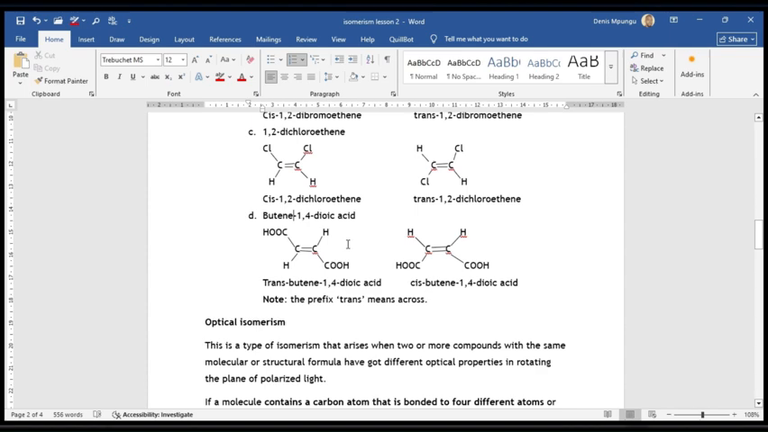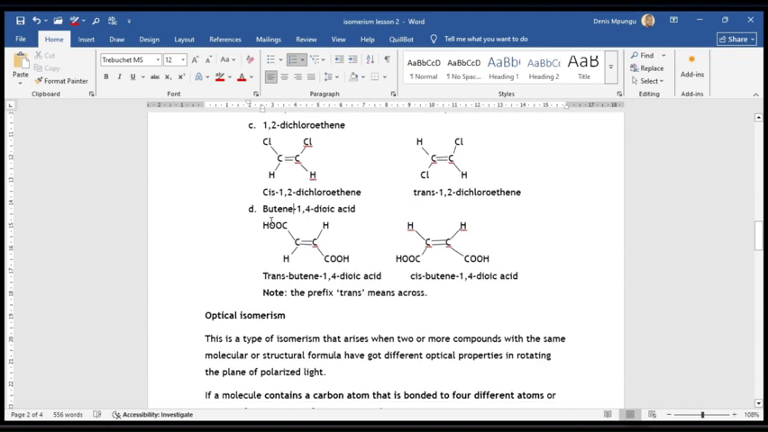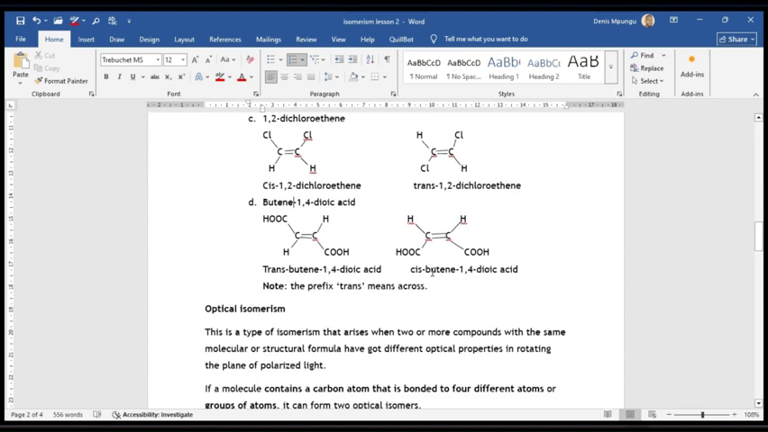So the one where the carboxylic groups are across each other, it is a trans butene-1,4-dioic acid, and where they lie on the same side, it is a cis butene-1,4-dioic acid. So I've explained the word trans means across.